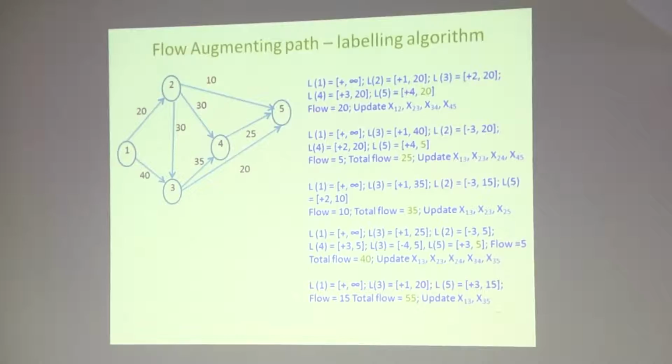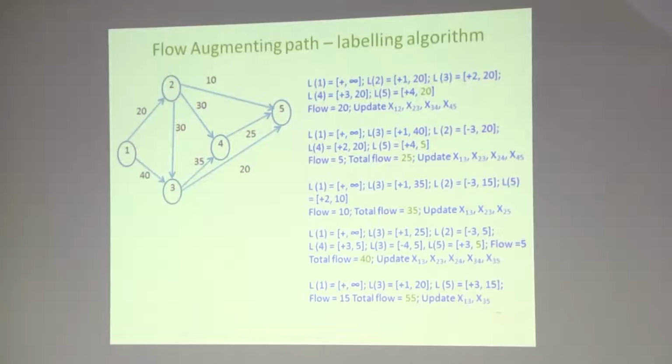We'll do the labeling algorithm for the same problem. So there are 5 nodes. I label them as L1 to L5. So the simplest labeling algorithm is to start: L1 is the source. So put a plus, and it has infinite capacity.